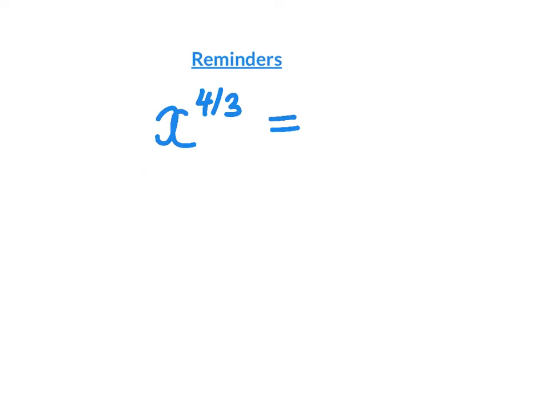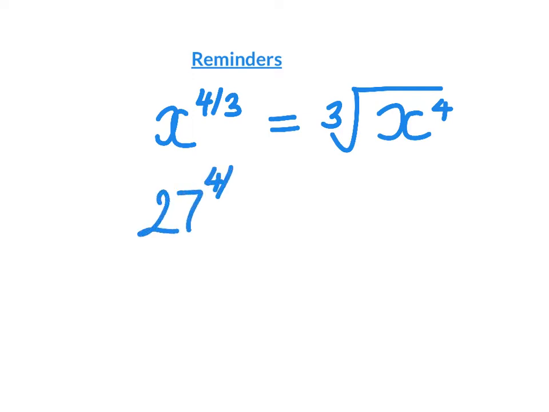Before we go any further with this, we're just going to do a quick reminder of some of our indices work. Now, we've worked on this already. X to the power of 4/3 is the same as the cube root of x to the power of 4. And that's because the 3 tells us the order of the root, the 4 tells us the order of the power. Now, if this is not actually x and it's a number and we want to evaluate it, we use exactly the same rules. So if I had 27 to the power of 4/3, it's the same as the cube root of 27 to the power of 4.